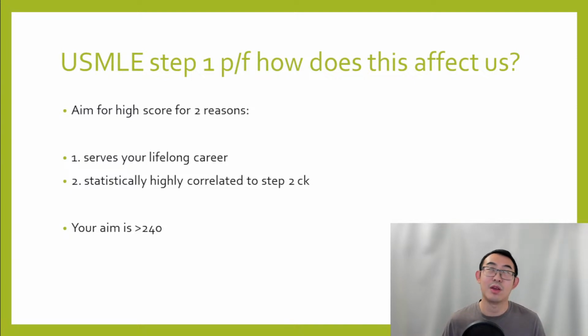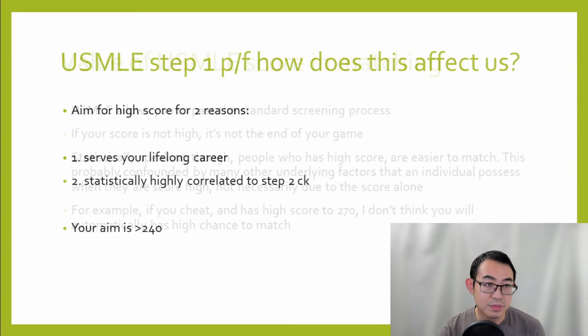Yeah, sure. I mean, you can smoke and be obese and eat unhealthy and live up to 90 years old, but it's unlikely, you see. So that's why I'm trying to say, statistically speaking, if you have a high Step 1 score, that will correlate to your Step 2 CK score. And your aim, I would say, is 240, because the aim for Step 2 CK in general would be 250. That would be enough for you to match to any specialty.